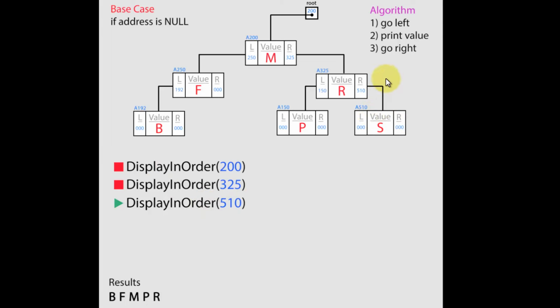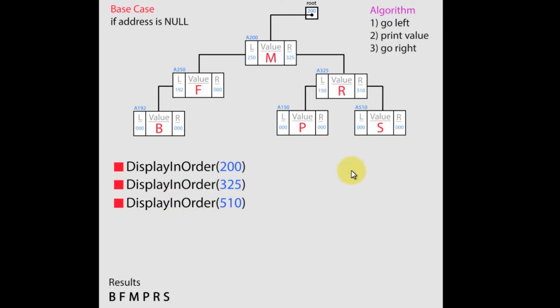Okay, so then we'll resume on 510, and the next thing is it already went left, there was nothing there, so then now it needs to print its value. That's the next step. Okay, so then once it prints its value, then it needs to execute step 3, which is go to the right. So then we'll pause display in order 510. Okay, so then display in order is called on the right node of 510, and that meets the base case. There's nothing there, there's nothing to print, so then we can remove that from the stack.